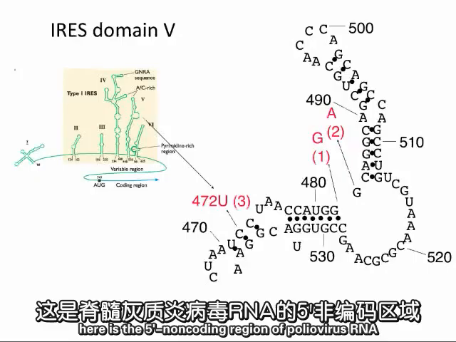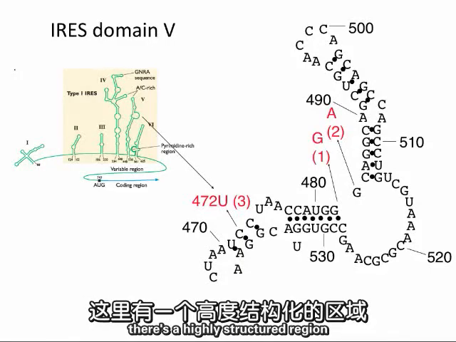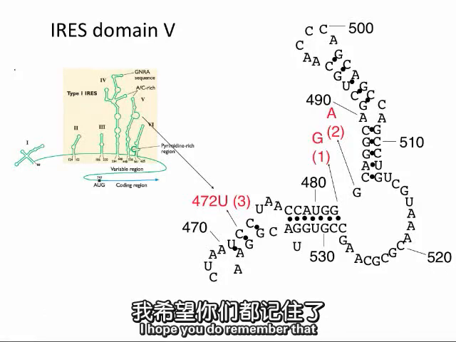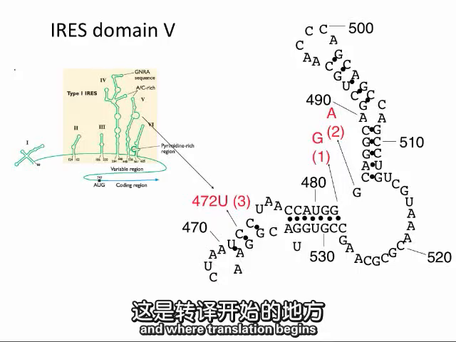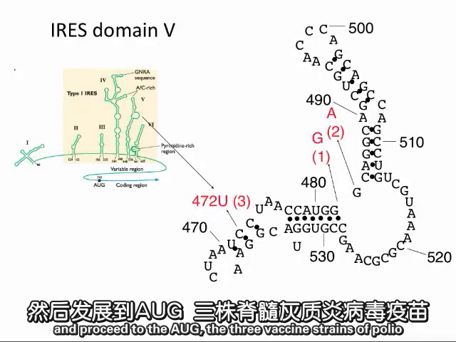Here is the 5' non-coding region of poliovirus RNA. The first base is here. Remember, there's a VPg linked to it, a little protein. There's a highly structured region, which we call an IRES, internal ribosome entry site. I hope you do remember that. Okay? And then we have the AUG codon right here, where translation begins. So remember, ribosomes bind internally to this sequence and proceed to the AUG.